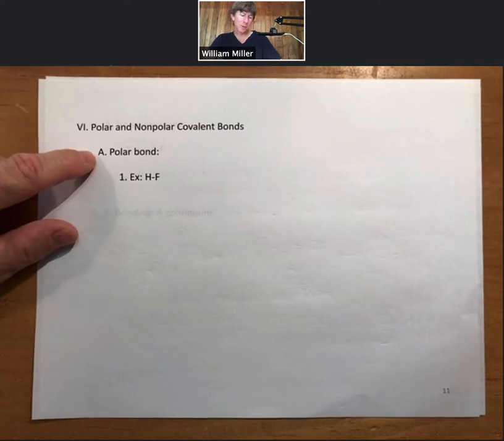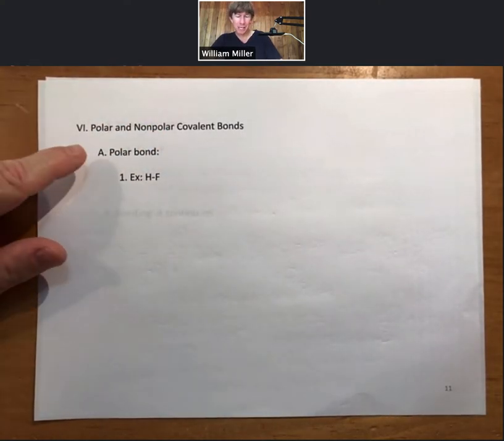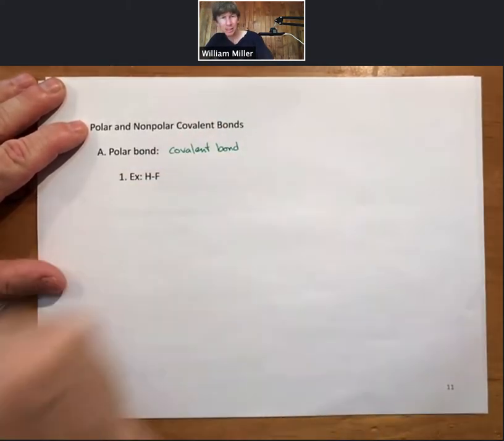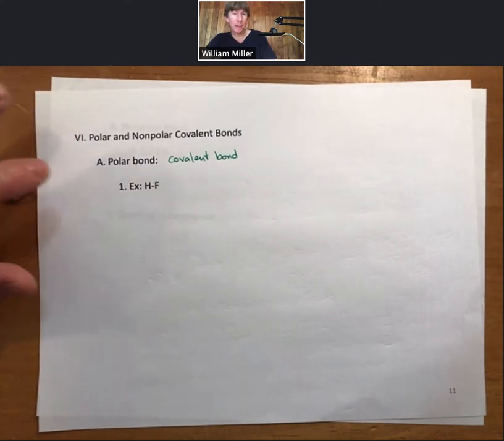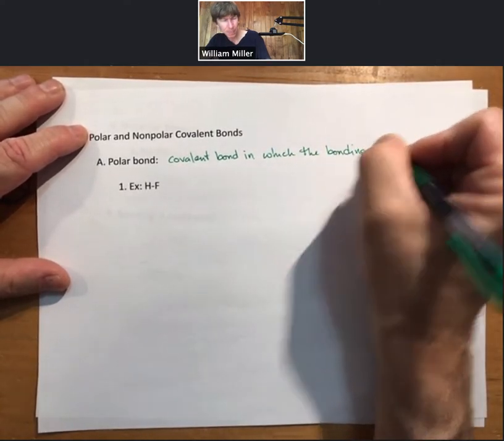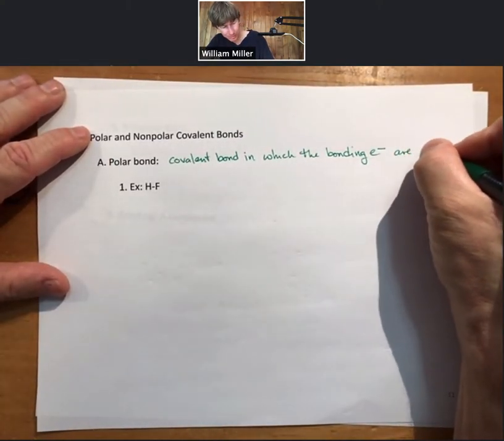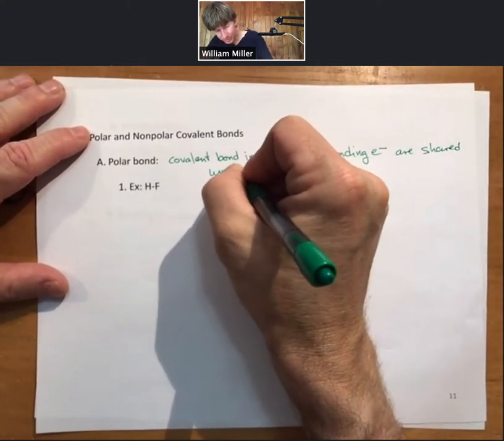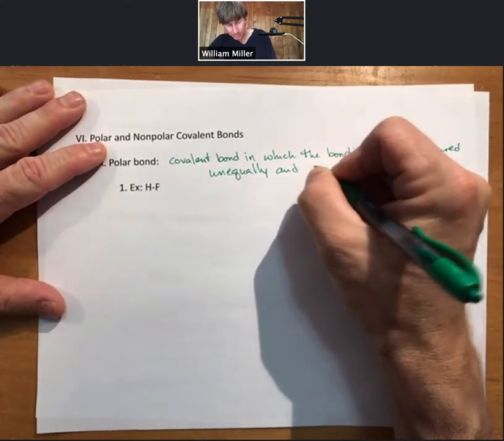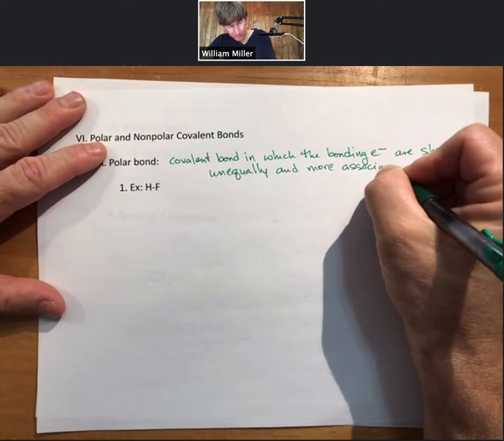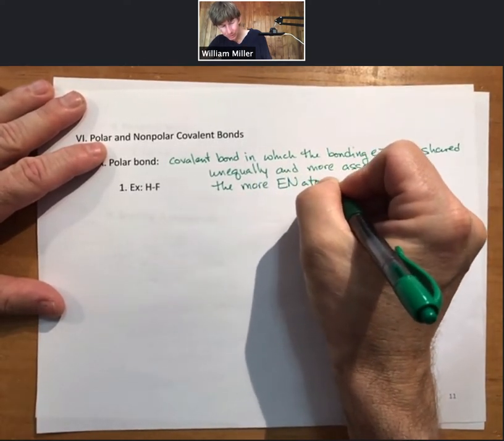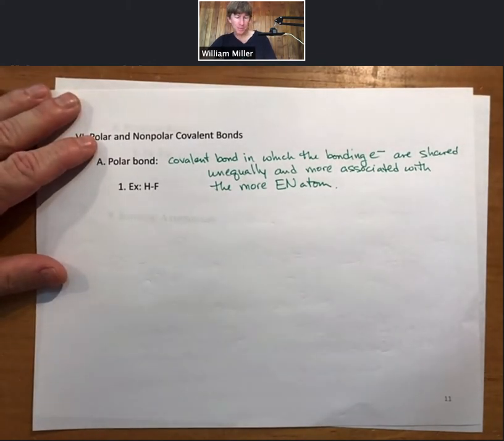A polar bond, and these are both types of covalent bonds, is a covalent bond in which the bonding electrons are shared unequally, and more associated with the more electronegative atom. So trends in electronegativity will be important. Simplest example, HF.